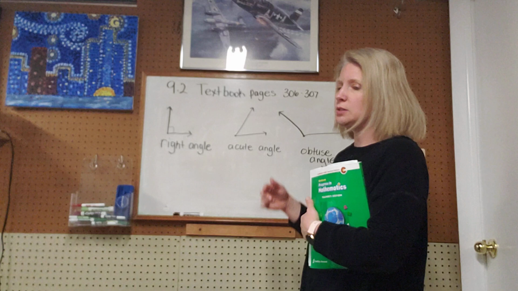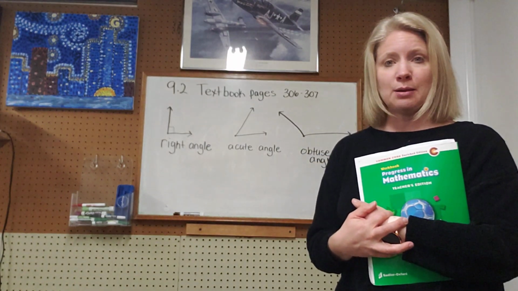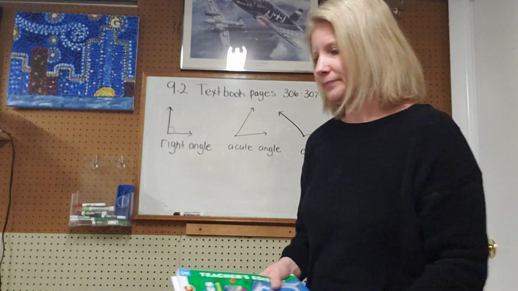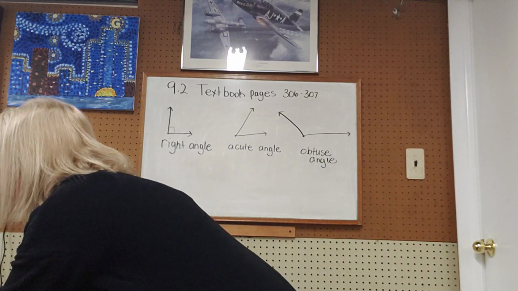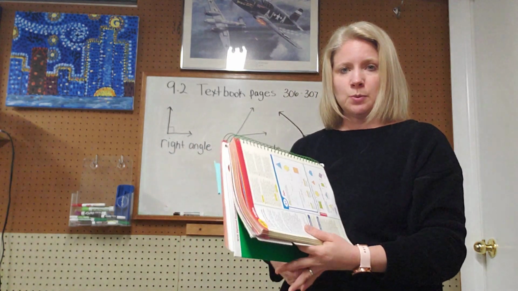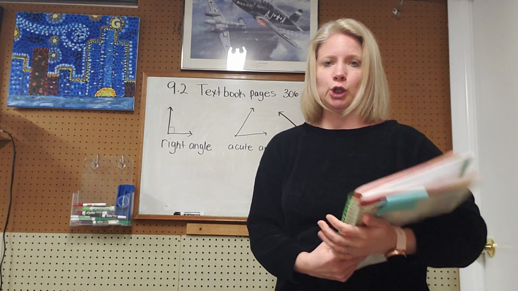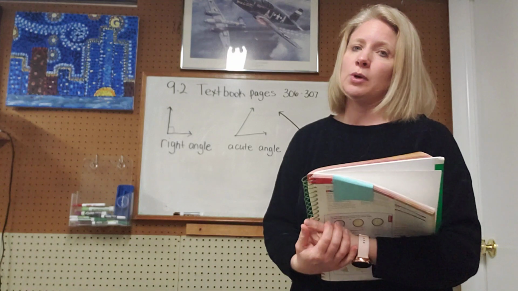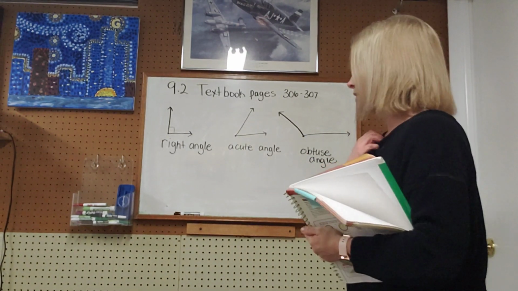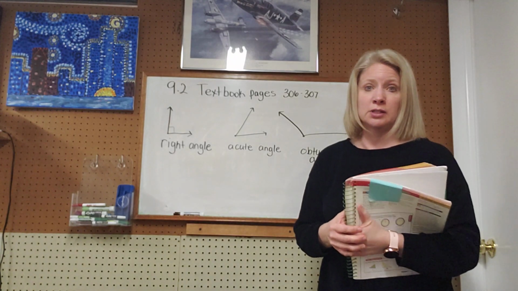Okay, so let's start lesson 9.2, which would be in your textbook on page 306 and 307, and you need that and a piece of paper, so pause the video and get your things ready. Okay, let's look at page 306. Today we're going to learn about angles, and we're going to learn about 3 different kinds of angles, 3 different types. And these were in your vocabulary words for the week.